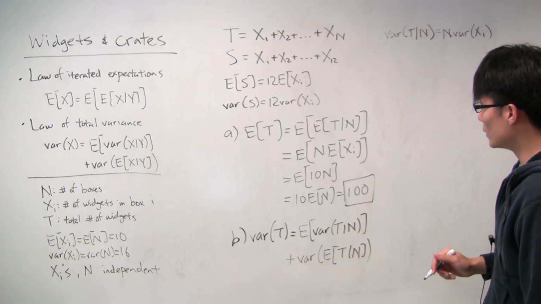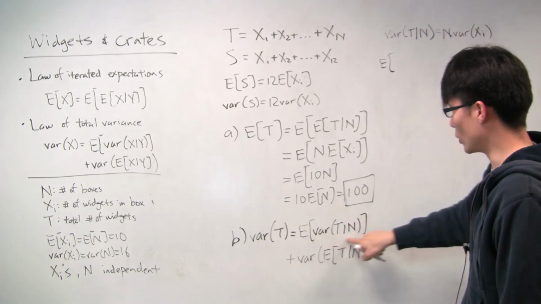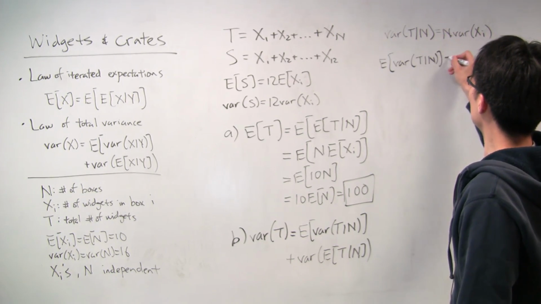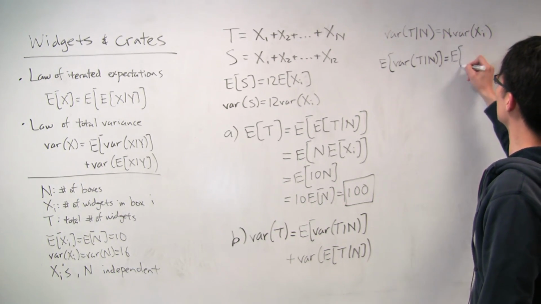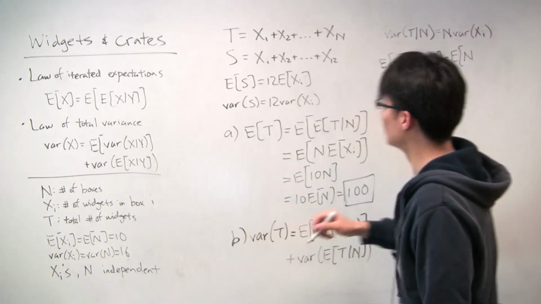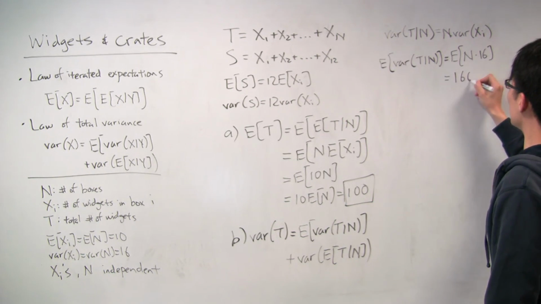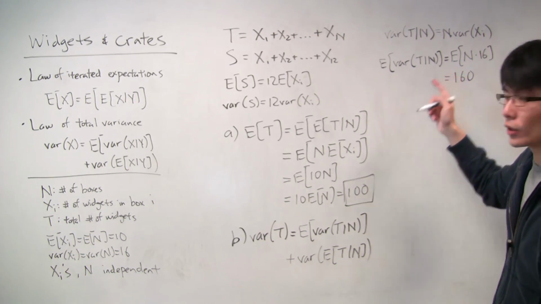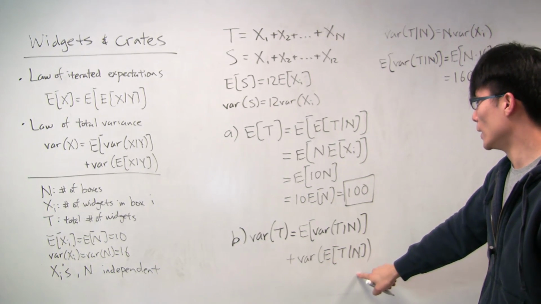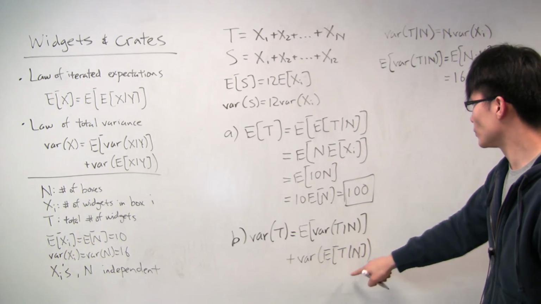All right. So then from that, to get this first term, we take the expectation of this conditional variance, which is just the expectation of n times the variance of xi, and we're given that that's equal to 16. So it's n times 16, which we know is 160, because the expectation of n we also know is 10. All right, let's do this second term now. We need the variance of the conditional expectation of t given n.